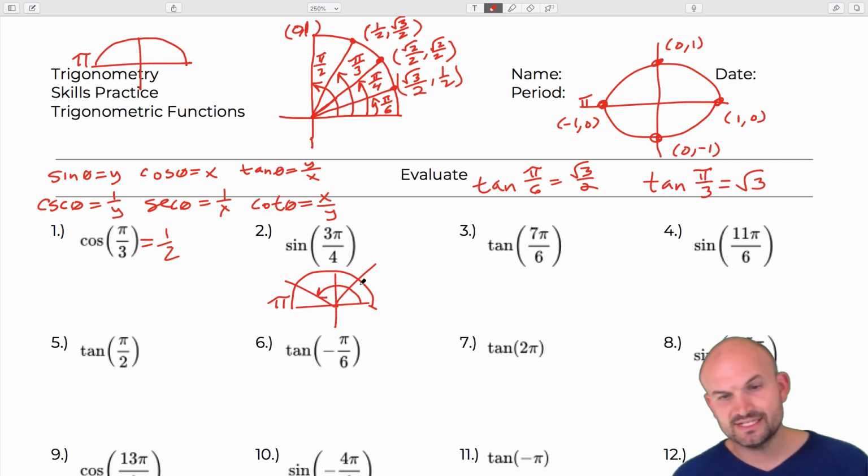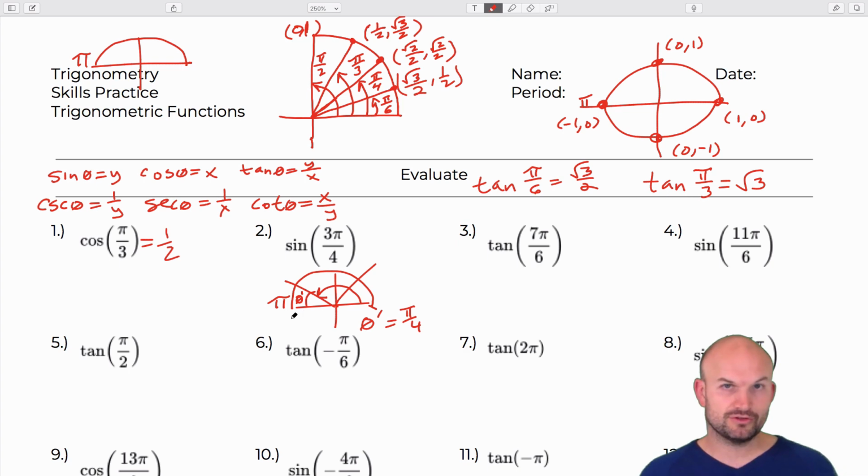Now, the important thing when I'm evaluating these, especially when I'm going to do them in my head, is that I am identifying what we call the reference angle. Basically, how far is that angle away from the x-axis? So the reference angle in here is going to equal pi over 4. Because again, halfway around the circle is pi in radians. I just traveled 3 pi over 4. I need pi over 4 more to get to my x-axis.